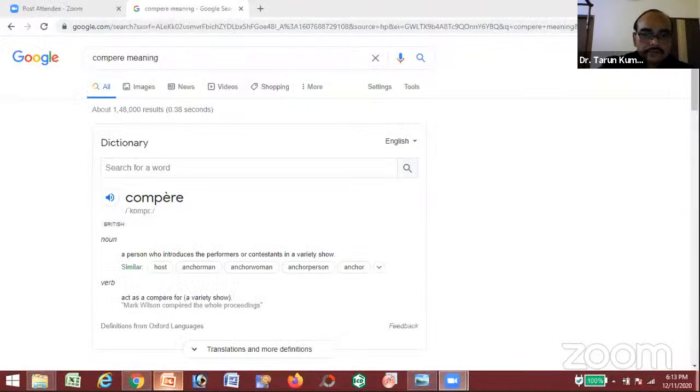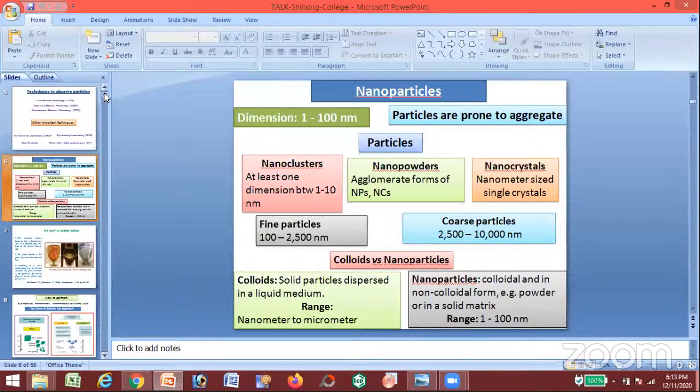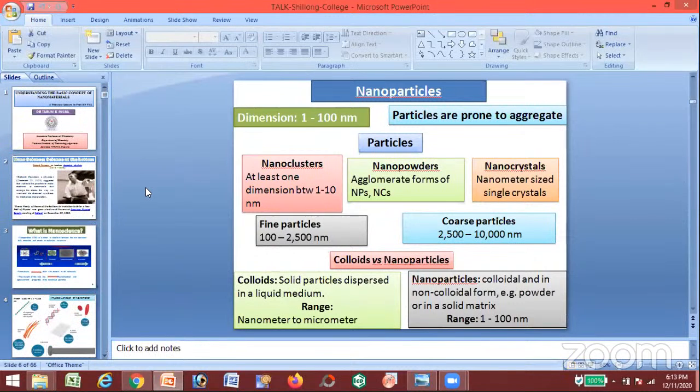Okay, so let me come to today's talk, which is about understanding the basic knowledge of nanomaterials. First of all, let me share the screen. Is it visible now? Yes, sir, it's visible. Okay.